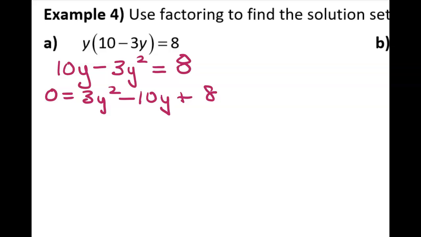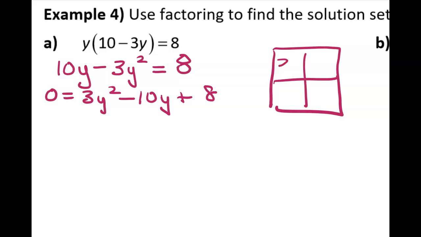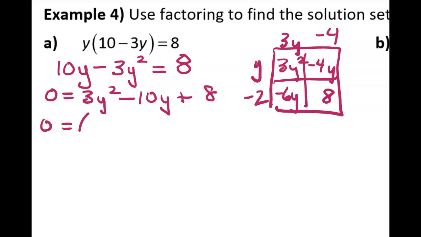with no variables. Now that we've got it in standard form, we can factor 3y squared minus 10y plus 8, and we can just split the middle term. 3 times 8 is 24. Factors that add up to negative 10 are negative 6 and negative 4. So we'll split the middle term accordingly. That gives us a y and a negative 2, 3y and negative 4. So our factors are y minus 2 and 3y minus 4.